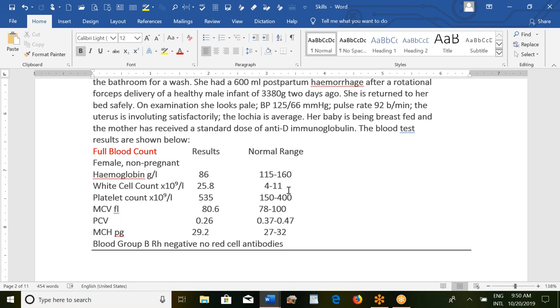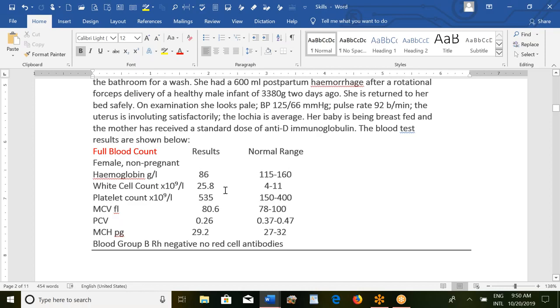But if they ask you about the abnormality, there are two things that are abnormal: very high WBC count, and second, thrombocytosis. She should be reviewed by the hematologist, because they didn't give us any history, so we need further evaluation for this patient. But if they ask you to spot the abnormalities, these are very high WBCs and very high platelets.